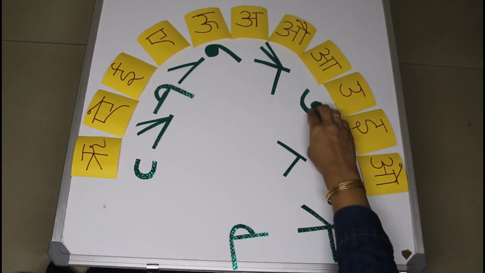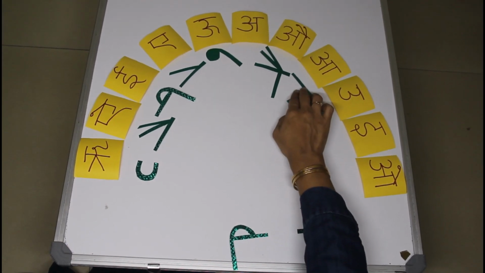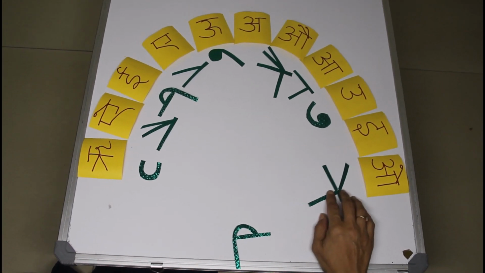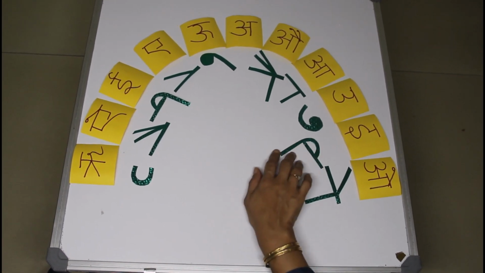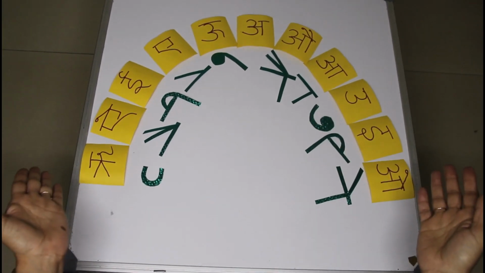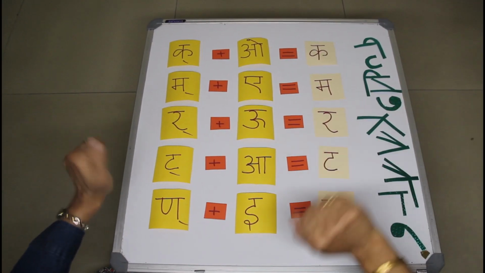Then A. Maybe I can adjust it here and then keep the A here. Yes, I got the A here. Then the O. O is here and then the E. E is here. It's just that it looks nice and interesting for the children when they look at this. This is another way of doing the recap.